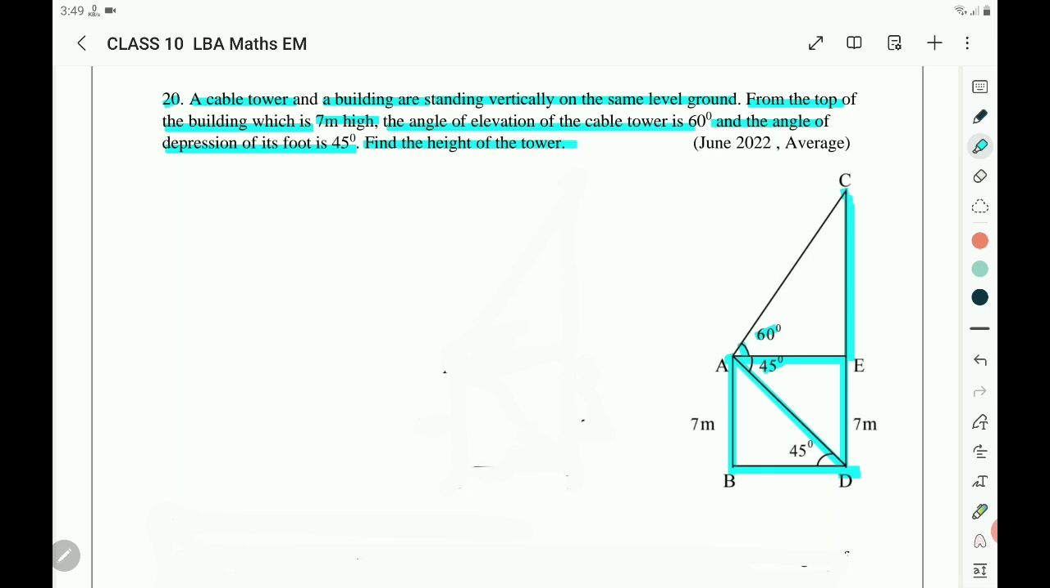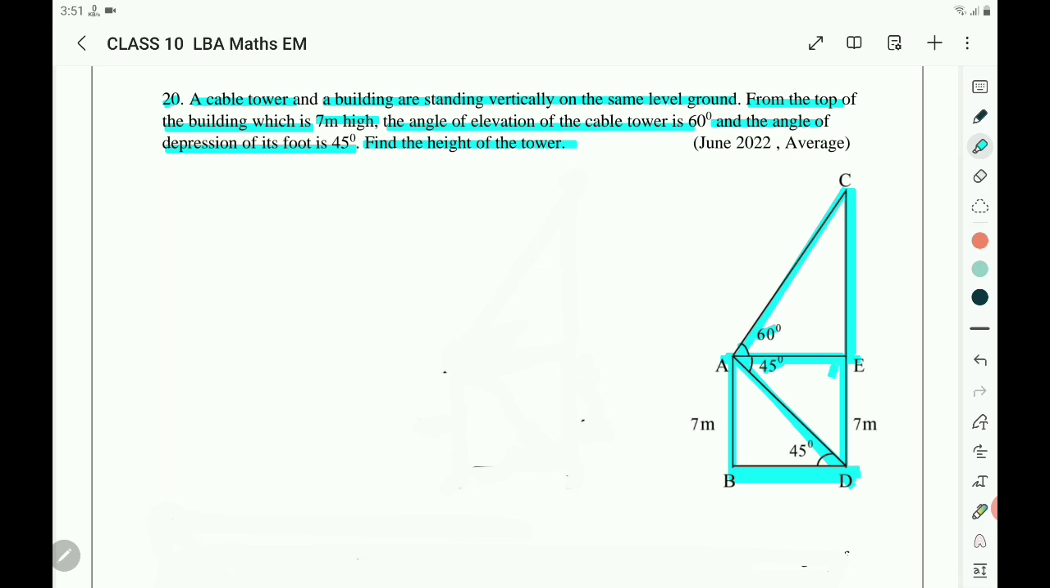To find the height of the tower, we have to use the triangle AEC. But AE is not given. Without getting AE, it is not possible to find CE. We have to find out the value of AE. That is the width of the building. Therefore, use the triangle AED. It is also a right angle triangle.